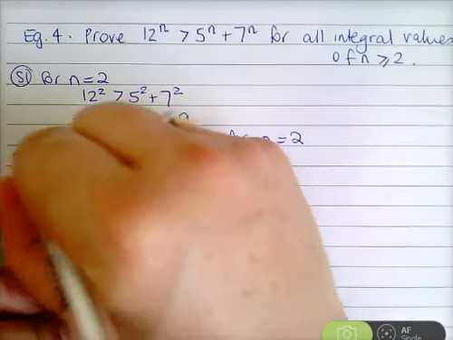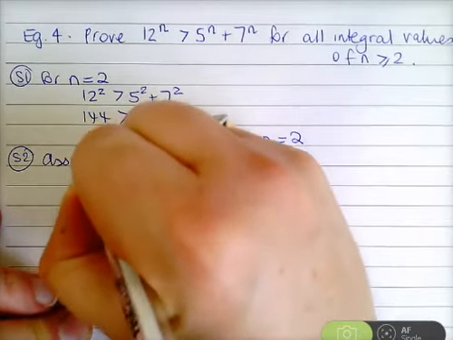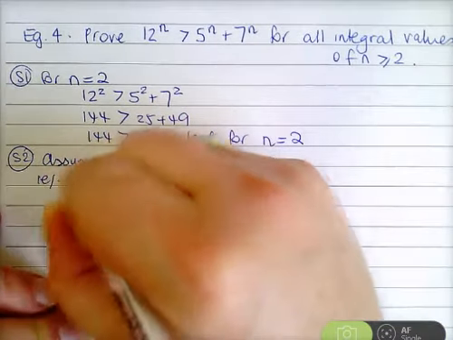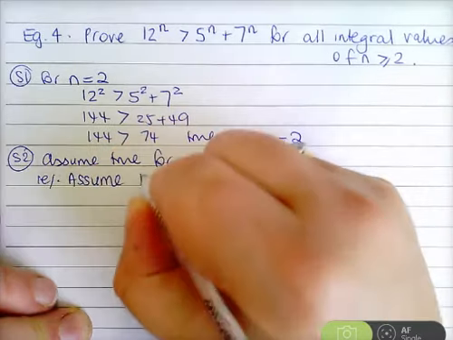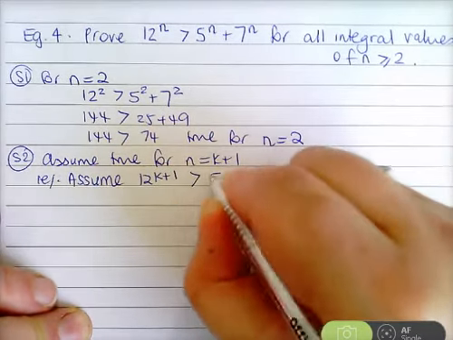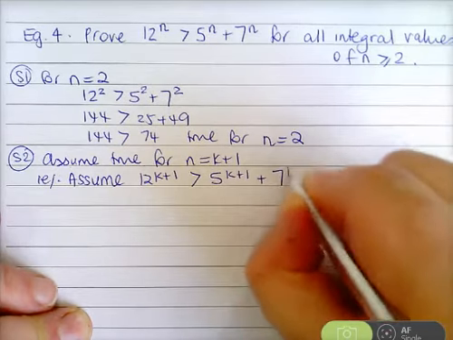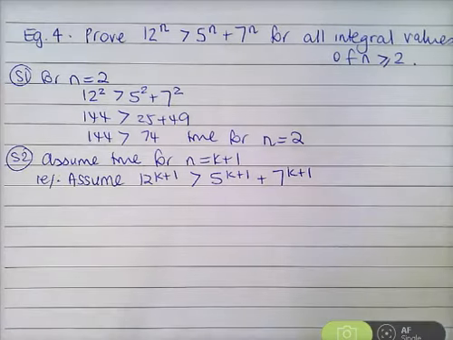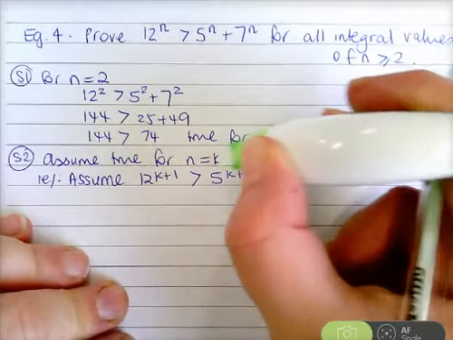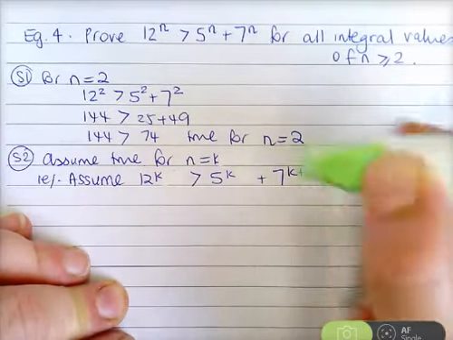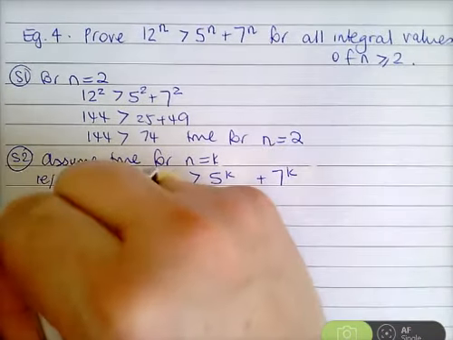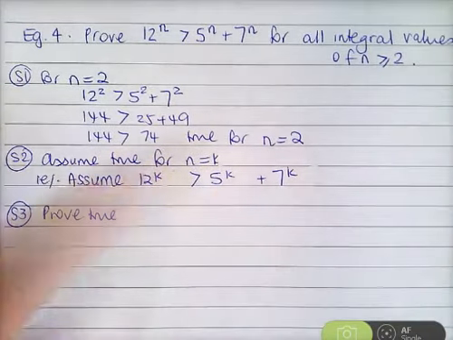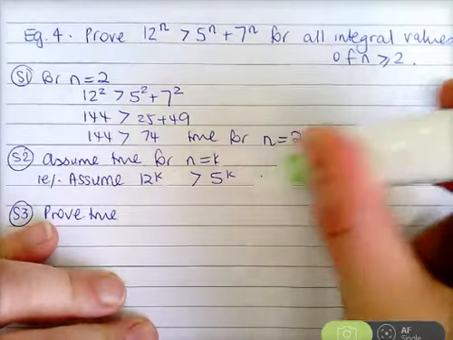Step 2. Assume true for n equals k. That is, you are assuming that 12 to the k is greater than 5 to the k plus 7 to the k. Oh, sorry, I said k plus 1, what's wrong with me? That's that one. Then step 3, prove true for n equals k plus 1. Sorry, jumping ahead.